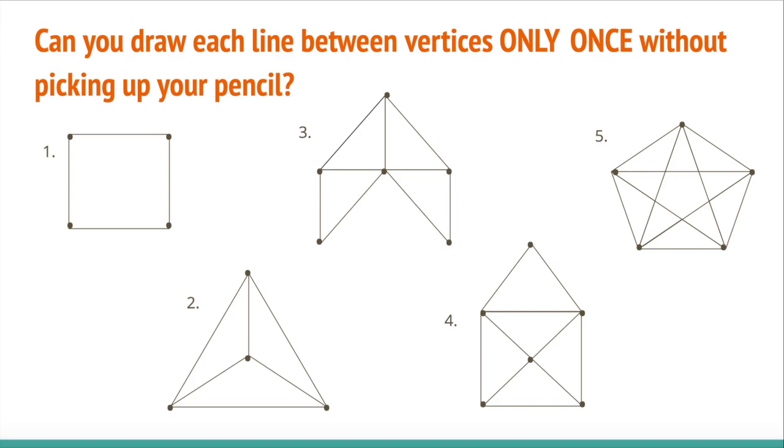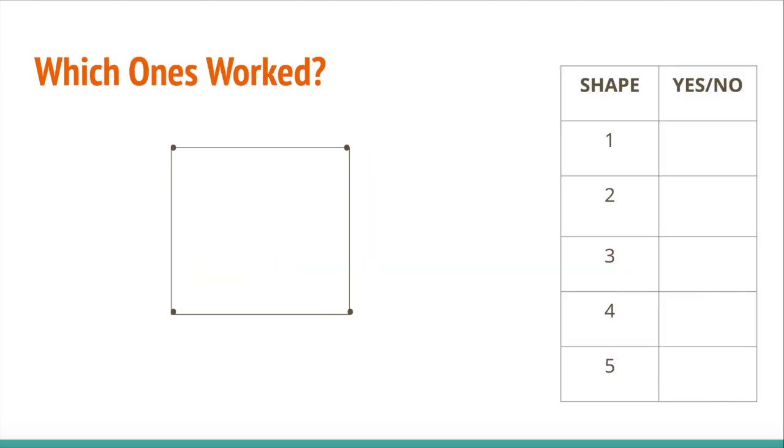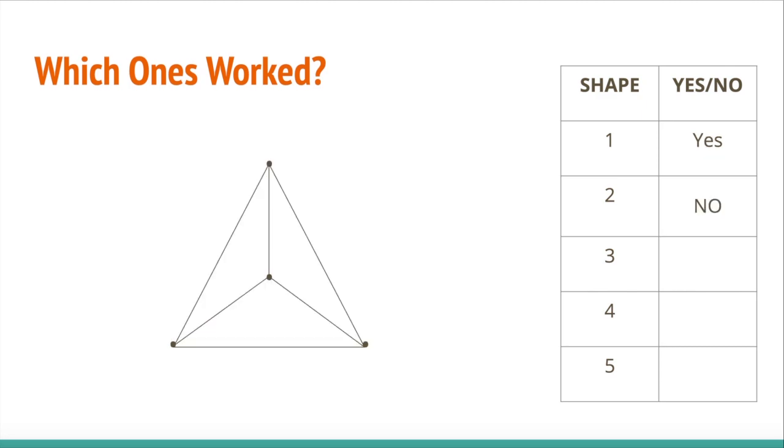Alright, now that you've done that, what is this called? A path that visits each vertex and travels on each edge only once is called an Eulerian path. Which ones worked? Keep in mind, there are many different solutions. This is just an example of one possible solution. So for shape 1, we were able to find an Eulerian path. For shape 2, there does not exist an Eulerian path.